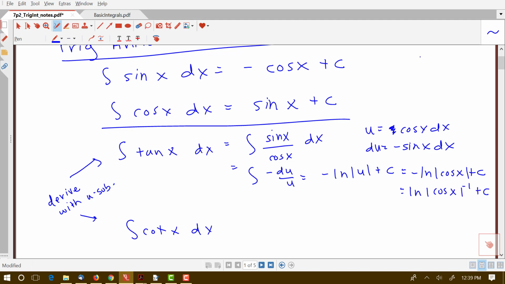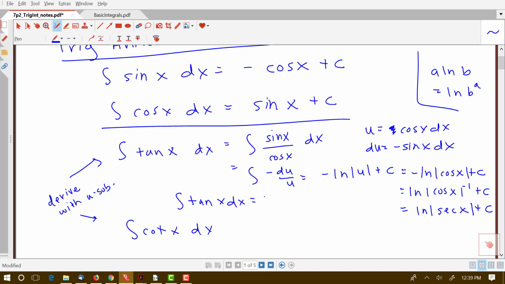Okay, notice that using my log rules, if I wrote this as log of cosine x to the negative 1 power, remember with log rules, if I have a log b, that can be written as log of b to the a power. So if we take that negative 1 and raise cosine x to the negative 1, that's the reciprocal of cosine. So we could also write this as log of the absolute value of secant plus c. Okay, so now we have this rule, or reminding ourselves of that rule. You can either remember it as negative log the absolute value of cosine, or log the absolute value of secant.